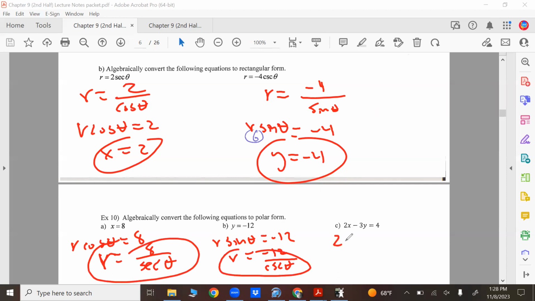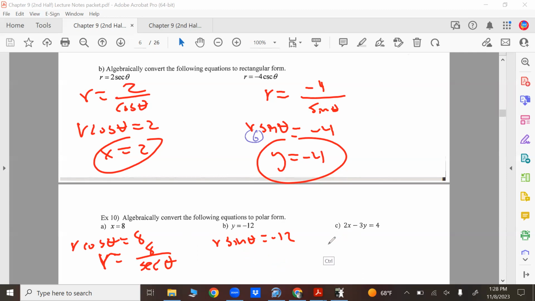Wait, wouldn't it be 8 secant theta, not 8 over secant theta? You are correct. So, Brooke, you've corrected me twice now. This is amazing. Okay, thank you, Brooke, for doing that. And then this one here is kind of crazy.